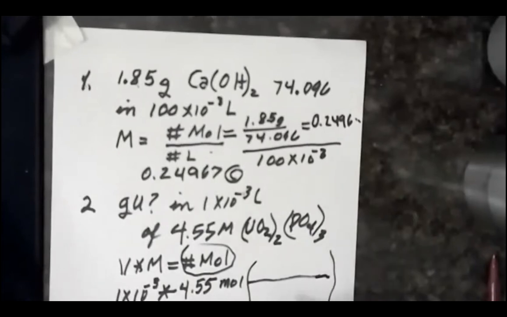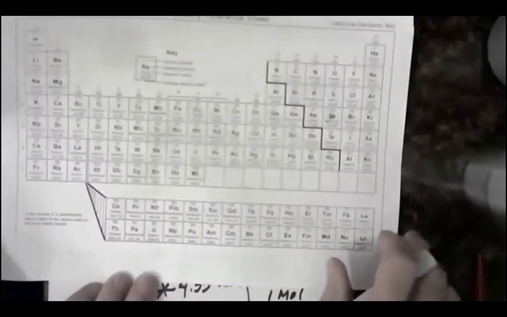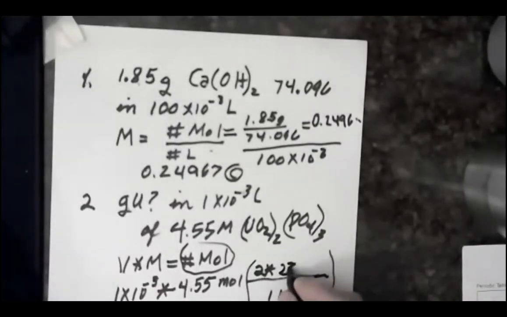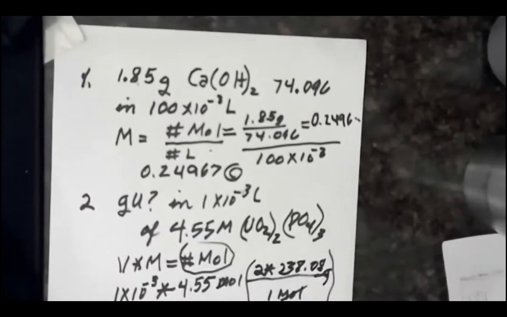Okay, so for the grams of uranium, I want 1 mole of the compound. And 1 mole of this compound, if you look back up here, has 2 uranyls in it. So it's got 2 times 1, 2 uraniums. And uranium on the periodic chart is down here. It's 238.08, the atomic mass of uranium. So it's 238.08 grams. So if I've done my math correctly, I should have my answer.